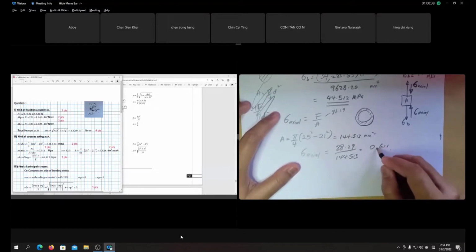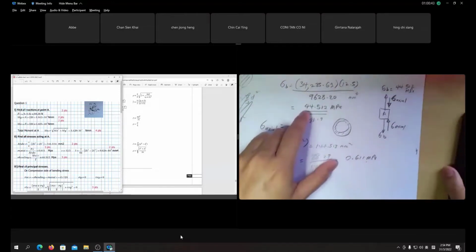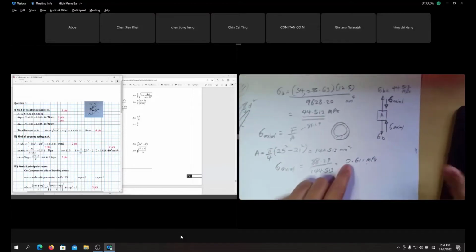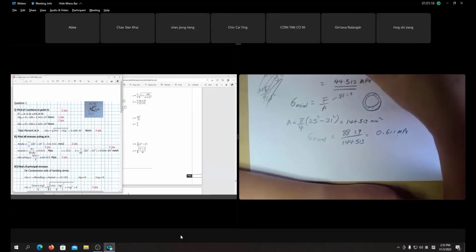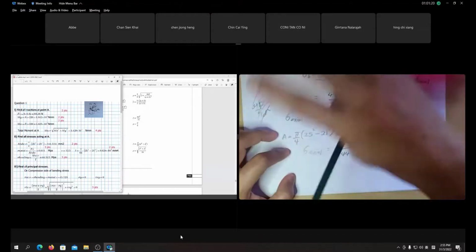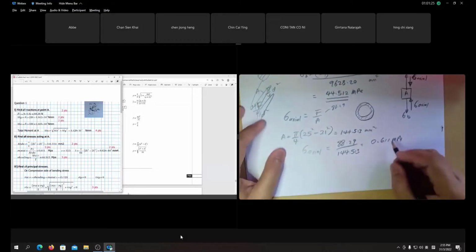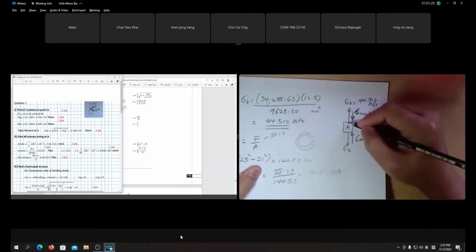0.611 megapascal. A little bit smaller compared to bending, because bending is greater, 44.512. The axial force is actually quite low. So your sigma axial is 0.611.